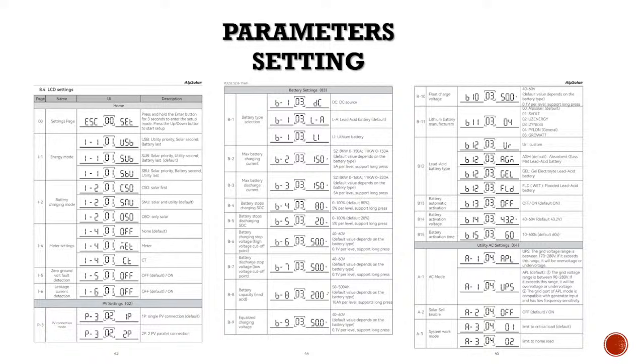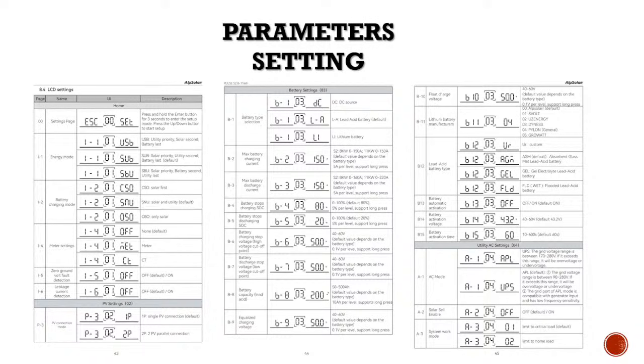This is the single PV connection. If you are using S3 or S2, just leave it as default. In fact, for normal 6 kilowatt and 11 kilowatt users, what you most likely need will be your energy mode and the settings of your lithium battery, and if you are paralleling, the parallel function. But let's go through them all so that we can be familiar with the settings.